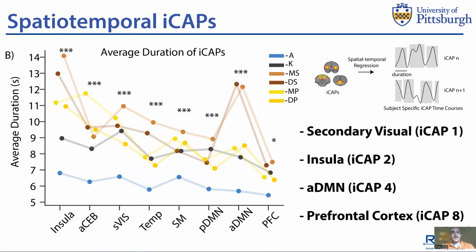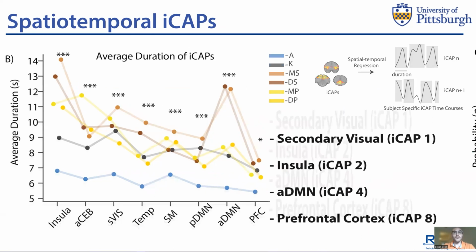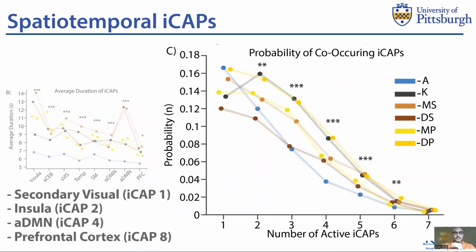But to explore beyond the ICAP's individual temporal properties, we then evaluated the temporal overlap between ICAPs here. And so we computed the probability of having 1, 2, or more ICAPs occurring concurrently. And so ICAPs in the awake condition had a higher probability of occurring alone, whereas during anesthesia, they had a higher probability of co-occurring. So these results are consistent with the ICAP's individual temporal properties.